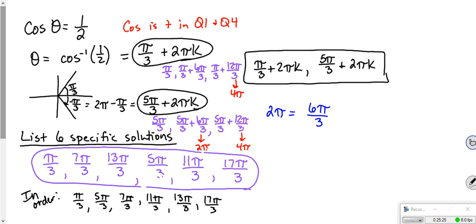Okay, number 6, same type of deal. Solve the given equation, and then they want 6 specific solutions. So they want the generic solution, then they want 6 specific ones. So mine is sine theta equals negative root 3 over 2. Okay, now we're talking sine.